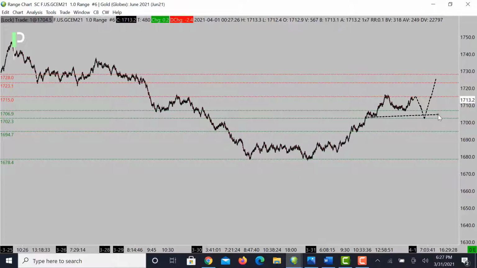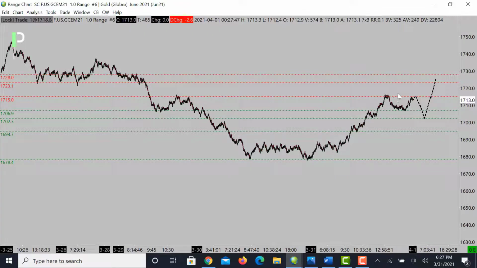If we don't support here at 1702.3, look for the support to come in somewhere around these 1694.7s, and then below that we may have either right here as a level, 1683.9, or more of a major area for me is going to be these 1678.4s.